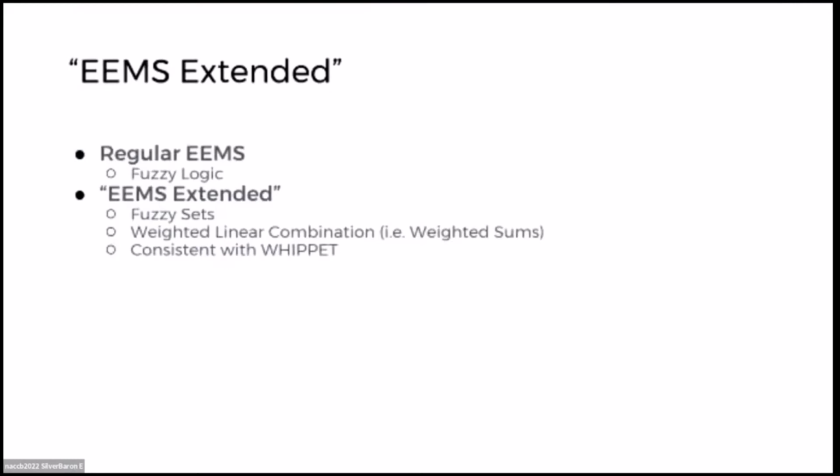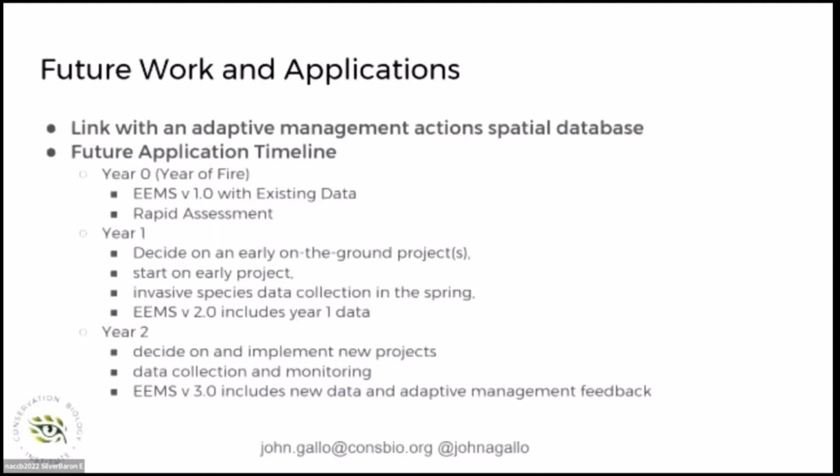I should put the caveat that we use what's known as EEMS extended, in that regular EEMS is fuzzy logic, as I mentioned before. With EEMS extended, we're using fuzzy sets to define the input variables and normalize them, but then we combine them using weighted linear combination, which is weighted sums. We do that, A, because it's consistent with WHIPPET, so people that know WHIPPET will be familiar with this. Also, we need some social scientists out there to evaluate the cognitive differences and pros and cons of those two, and that would be an interesting analysis.